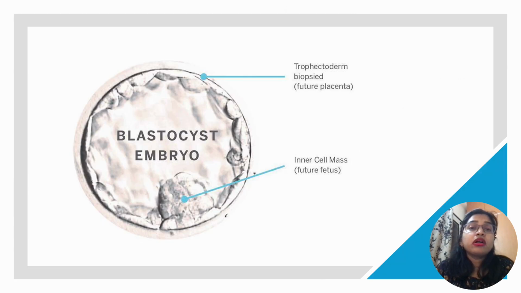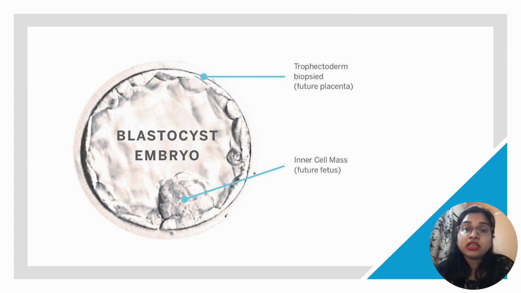See, this trophectoderm is going to be the future placenta, while this inner cell mass is going to be the future fetus. One advantage is that when we are taking trophectoderm, which is going to be the future placenta, even if we take it, it is not going to affect the viability of the fetus. This is the good thing.